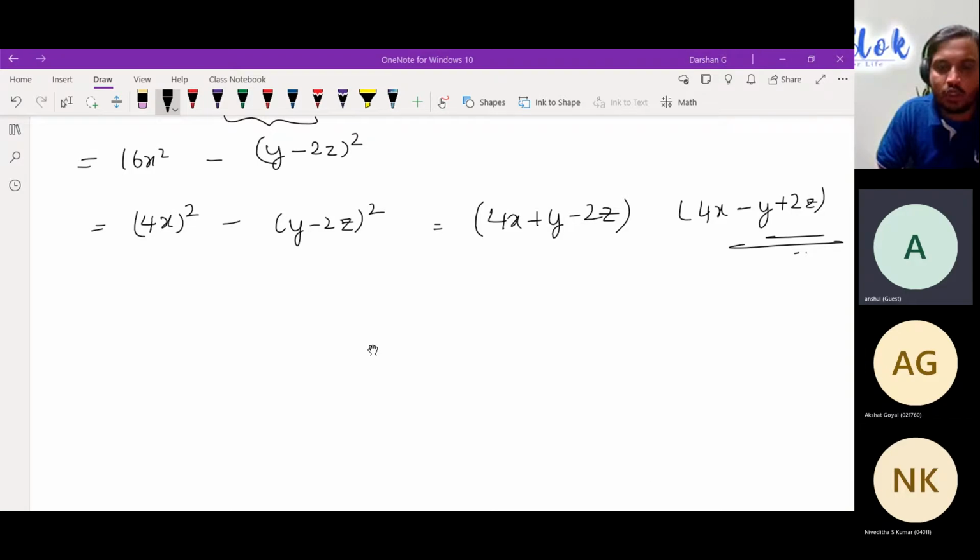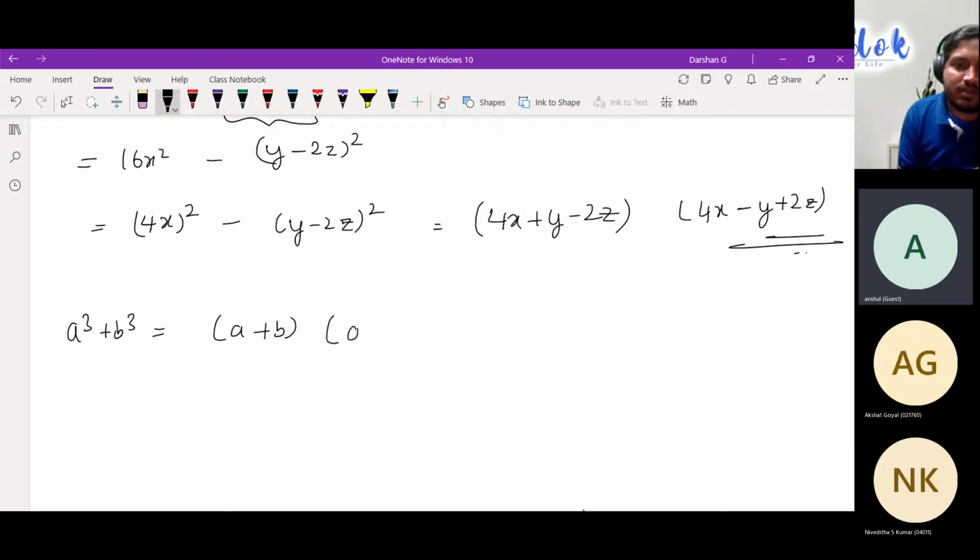So next I'm moving on to cubes. So can you come up with formulas for cubes? a cube plus b cube. Anyone who remembers it? No one? Sir, is it a plus b into a square minus ab plus b square? Correct, a square minus ab plus b square.